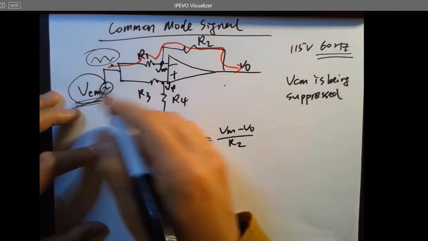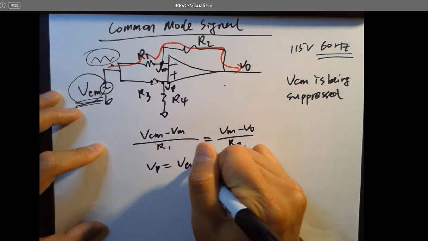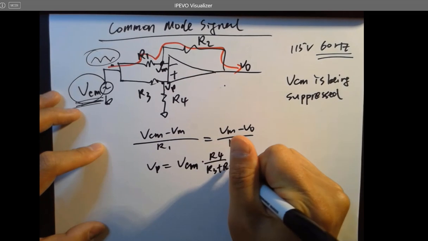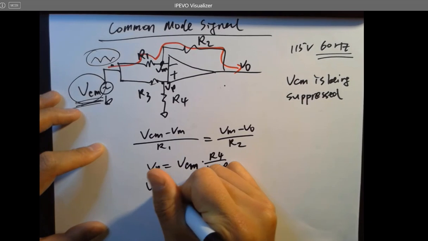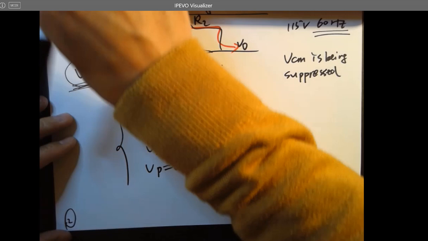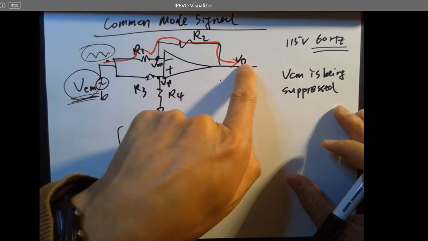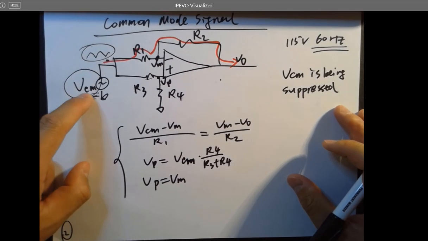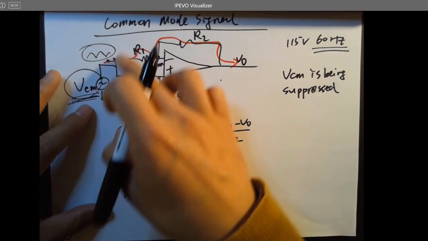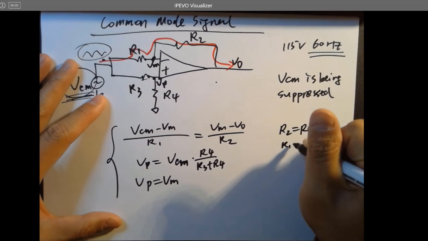And VP is a voltage divider, right? So VP is VCM times R4 over (R3 plus R4). And VP equals VM. So with these three equations, we should be able to find the voltage gain of VO over VCM, which is a common mode signal input, right? Because this is a symmetric structure, we assume that R2 equals R4 and R1 equals R3.